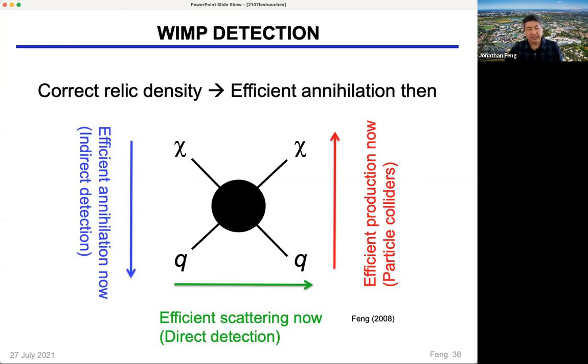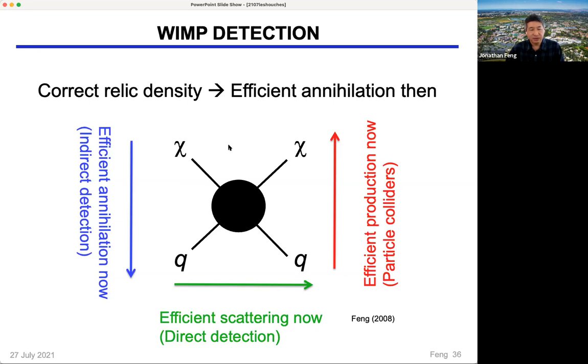In WIMP detection, there are three ways to do it. You can look for indirect detection, where dark matter annihilates to some standard model particles. You can look at direct detection, where dark matter scatters off of some quark in a nucleon in a nucleus somewhere and leaves some energy. And then you can make dark matter by smashing together quarks in a proton, say, and look for dark matter there. So these are the three main ways to look for dark matter. This direction is called indirect detection, this direction is called direct detection, and this direction is called particle production at colliders.